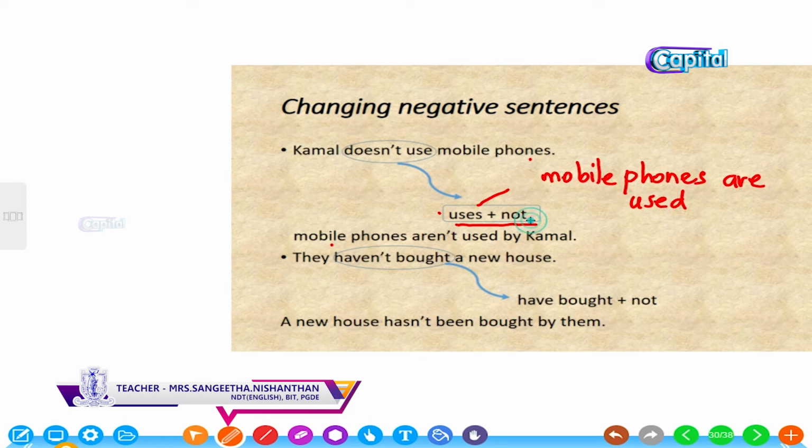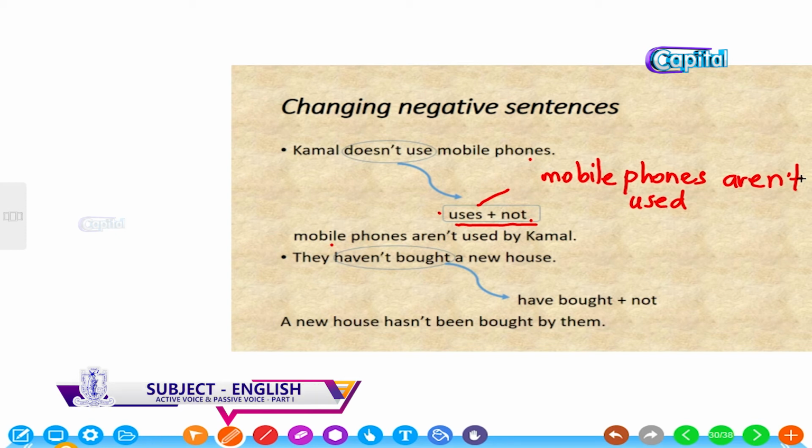It is negative, so we put the not for this be verb. So, now the mobile phones are not used by Kamal. So, the negative is added to the helping verb or be verb found there.